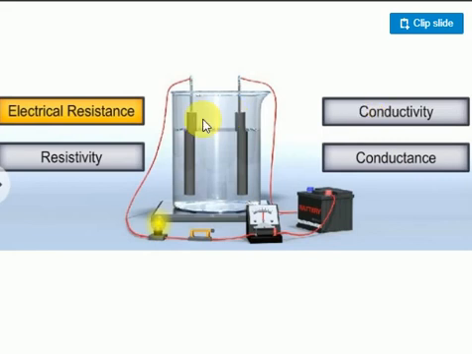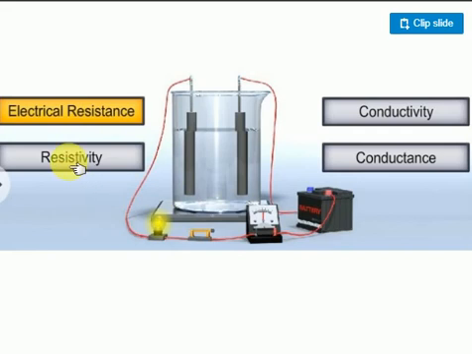Next one is resistance. What is resistance here? The ability of an object to resist the flow of electrons. Generally, resistance is the ability of an object to resist the flow of electrons. Suppose you place a plastic wire, the electrons will not flow and the light will not glow. Next, what is resistivity?